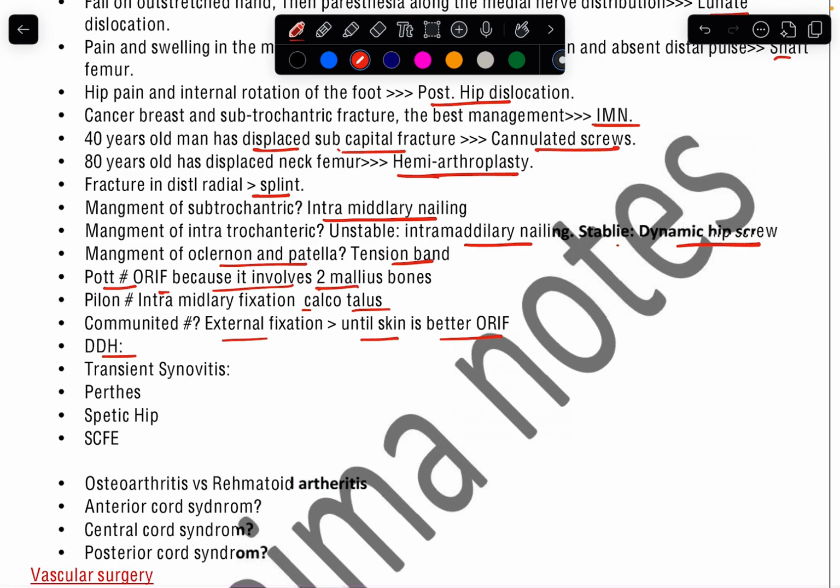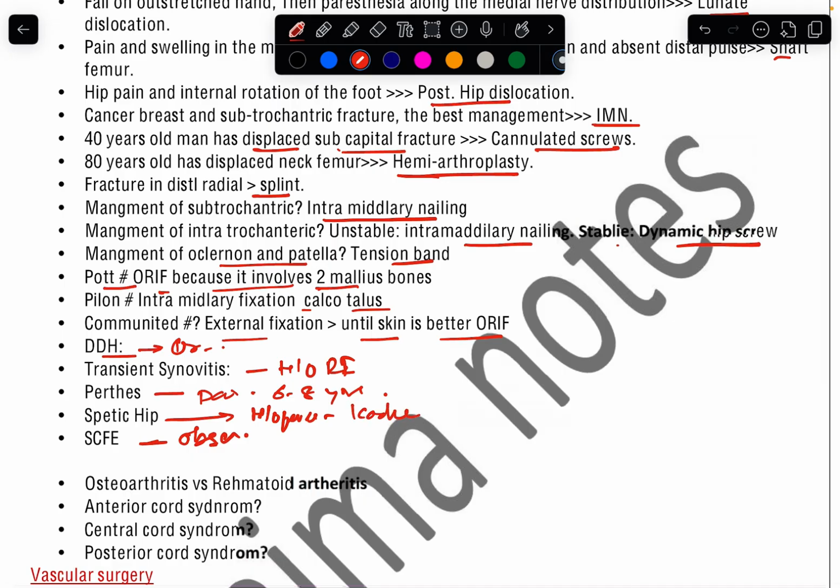DDH: developmental dysplasia of the hip joint, transient synovitis, Perthes, septic hip, and slipped capital femoral epiphysis. SCFE is obese. This is transient synovitis, history of respiratory infections. DDH is Ortolani, Barlow's test, uneven skin crease, congenital dislocation of the hip. Perthes is painful hip joint, age 6 to 8 years. Septic is history of fever. Kocher's criteria: fever, WBC count raised, and all that.